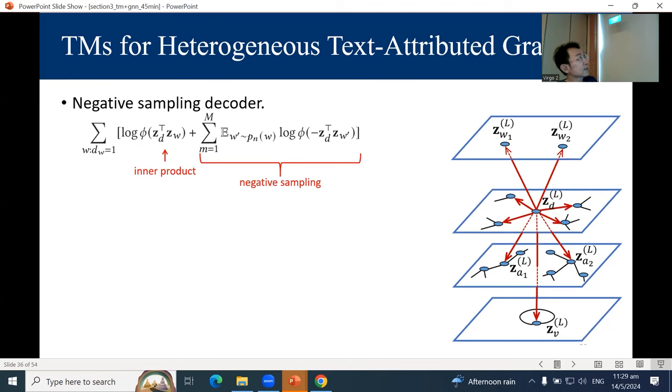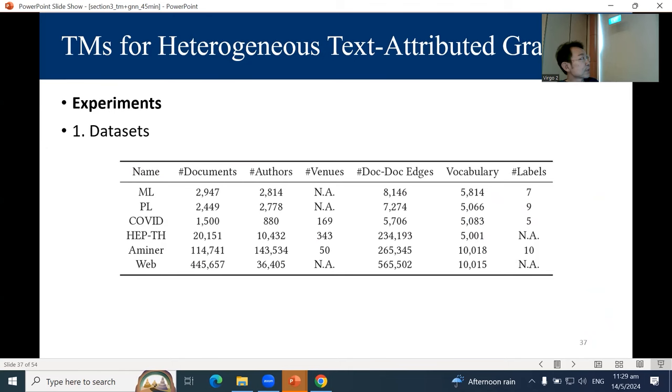Then on the decoding side, we will do negative sampling, because one of the things that you can do is a relationship between documents and words. So we can take a look at which words are actually occurring within the document. Those are the positive cases. And what are the words that are not occurring in the document? Those are the negative cases. And that's essentially used to train this.